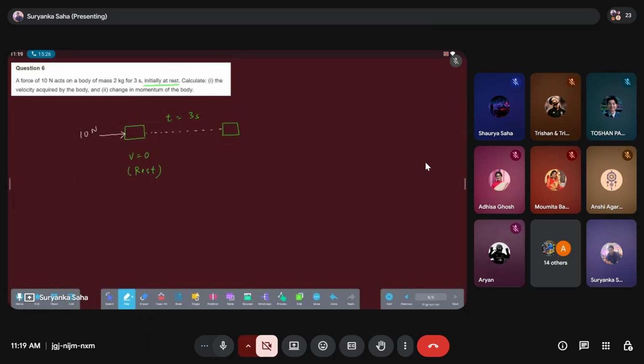Okay. So 3 seconds. Then we are doing numericals of Newton's second law. Exercise 3C. Question number 6. So time is 3 seconds. Calculate number one, the velocity acquired by the body. Now to find the velocity, we are required to find the velocity at this position. So this is our final position, isn't it?